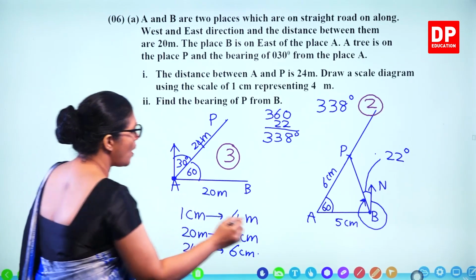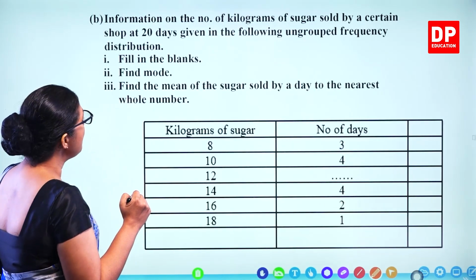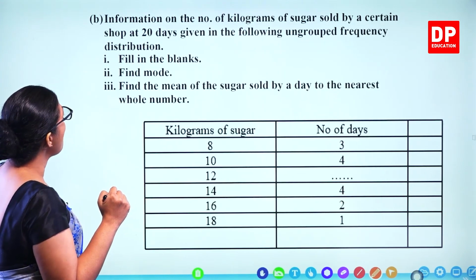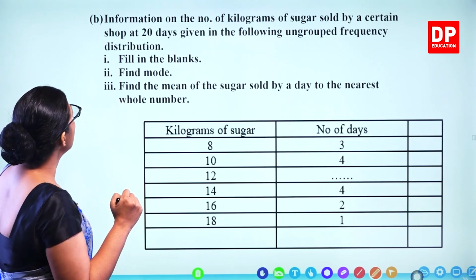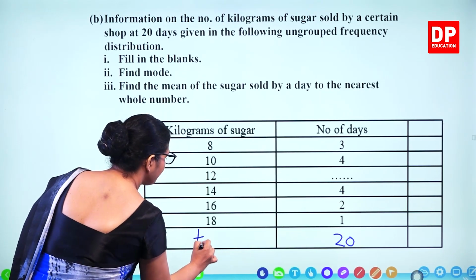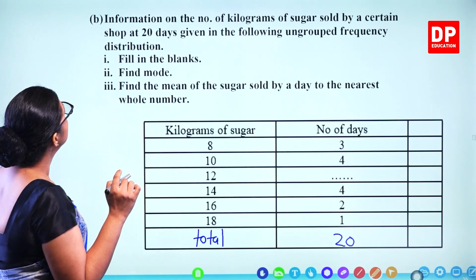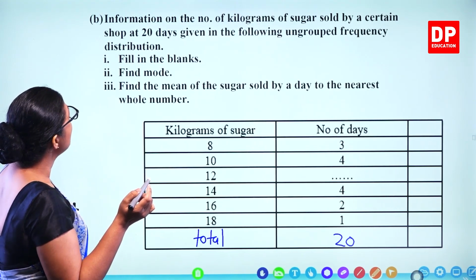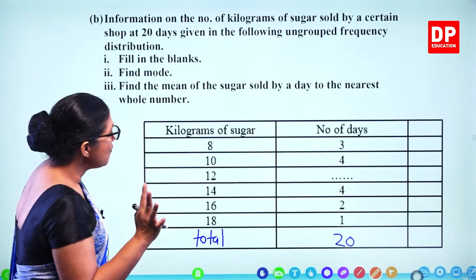Now we'll take the next one, last part. Part B, information on the number of kilograms of sugar sold by a certain shop at 20 days given in the following ungrouped frequency distribution. So 20 days. So this is 20 given total. Fill in the blanks, find mode and find the mean of the sugar sold by a day to the nearest whole number. So here we'll fill the gap.